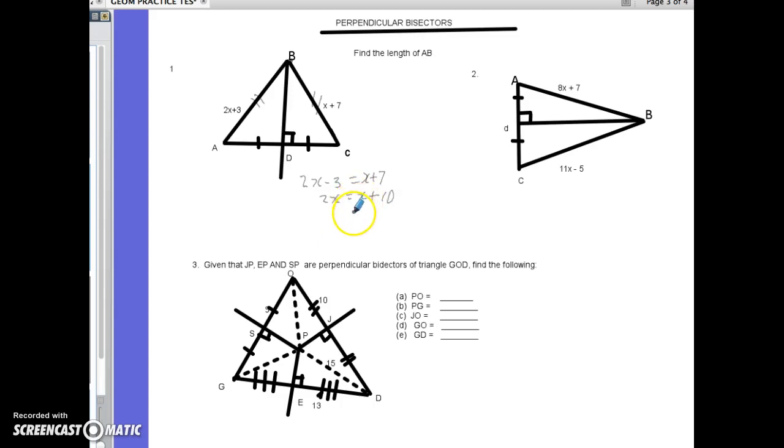Subtract x from both sides. And we get, actually this should be plus here, my mistake. So we subtract 3 from both sides, and this should be 4. Subtract x from both sides, and we get x is equal to 4. And to find AB is going to be equal to 2 times whatever x is, and x is 4, plus 3, this would be 8, plus 3, that would be 11.